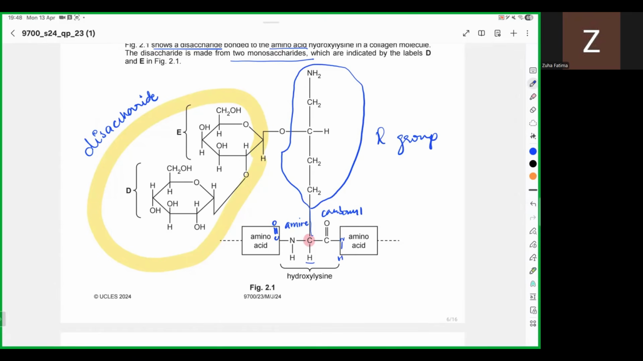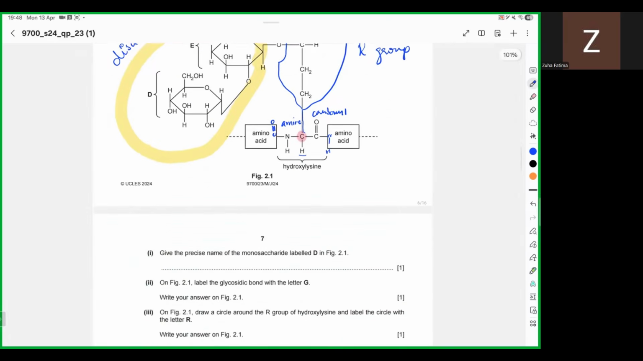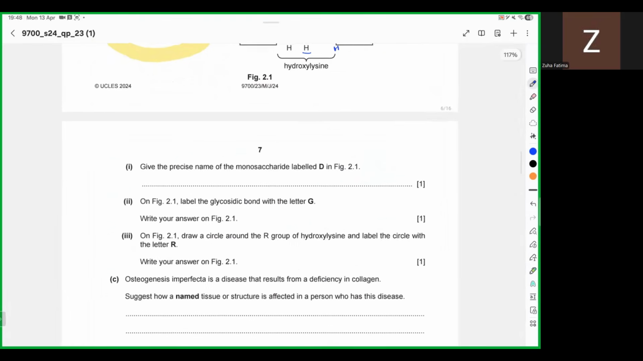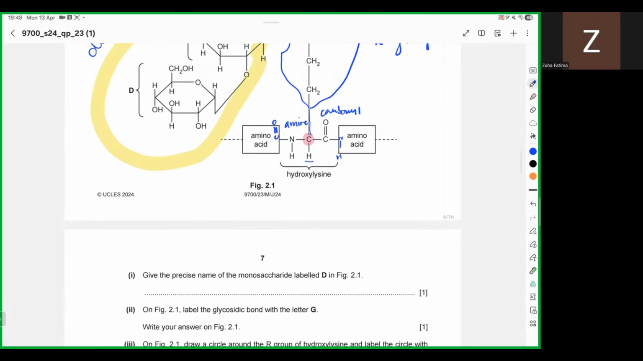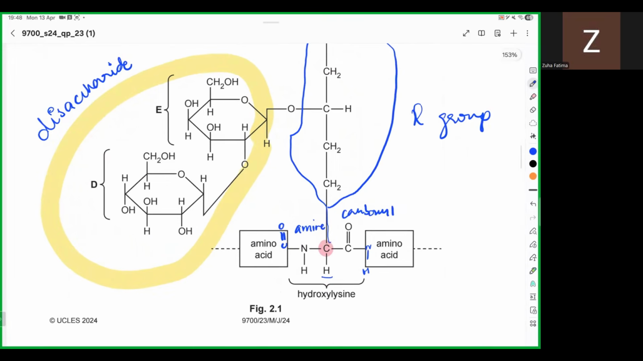ठीक है. अच्छा जी. Anybody who's confused about the labels? Okay. Give the precise name of the monosaccharide labeled D in figure 2.1. हमें D को identify करना है.